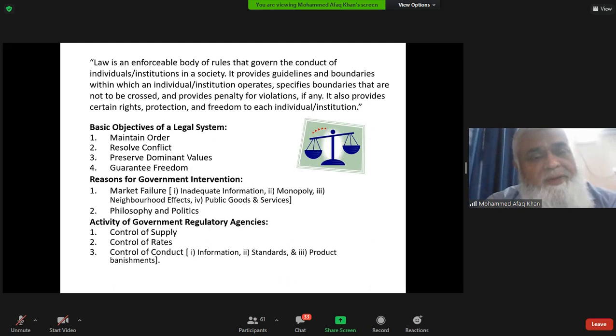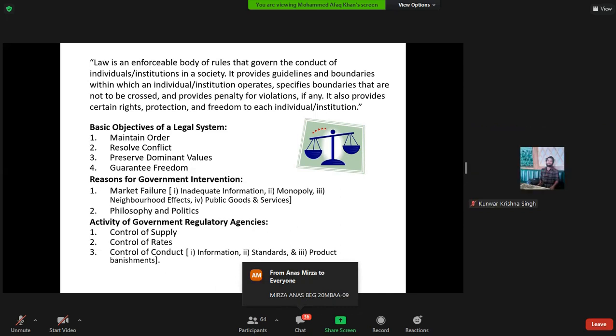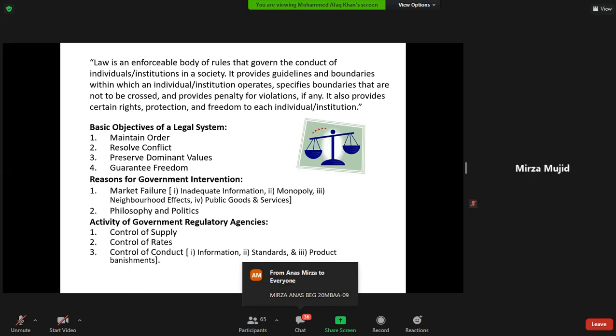So coming back to the definition, law is an enforceable body of rules. That means the rules have to be enforced. It provides guidelines and boundaries within which an individual or institution operates, specifies those boundaries that are not to be crossed, and provides penalty for violations, if any.